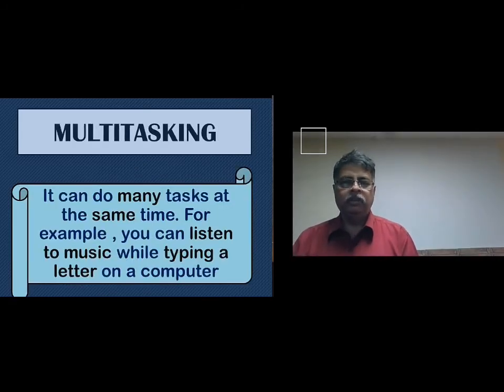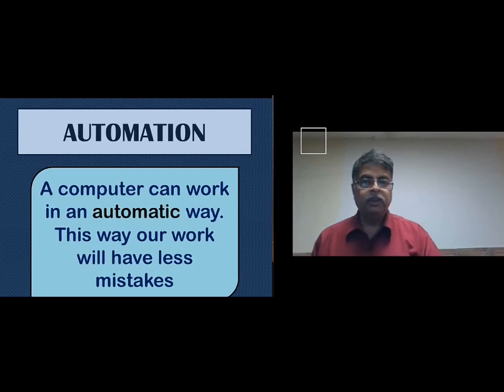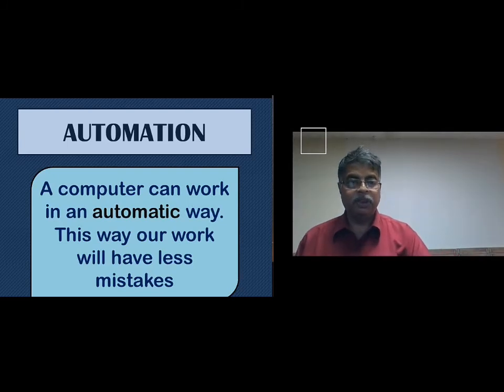Multitasking. A computer can do many tasks at the same time. For example, you can listen to music while typing a letter on a computer. Automation. A computer can work in an automatic way. This way our work will have fewer mistakes.